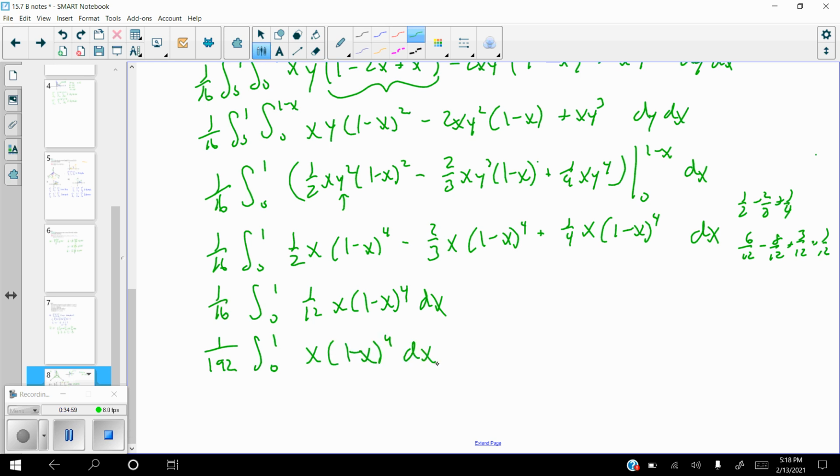You can do this part either by using a u substitution, if you would like, or you can do an integration by parts. Actually, either way works. I think I'm just going to do a standard u substitution. I think it'll probably be easier here. So u is going to be 1 minus x. That's my composited piece. Du then is going to be negative dx, or dx is going to be negative du.